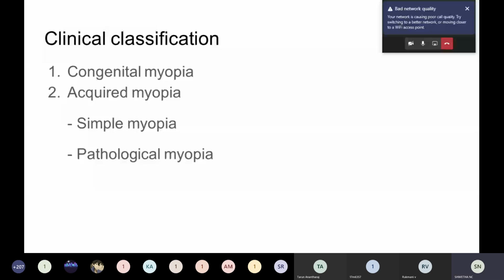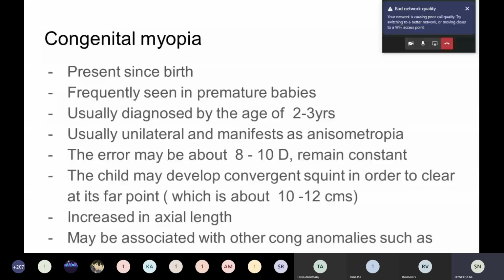Now we will go for the congenital myopia. Congenital myopia, as the name says, is present since birth, and it is frequently seen in premature babies, babies who are born early to the gestation period. Those patients will have a congenital myopia, and it is usually diagnosed by the age of 2 to 3 years. You cannot diagnose when the baby is newborn, it is very difficult. So usually the diagnosis is in the 2 to 3 years age group.